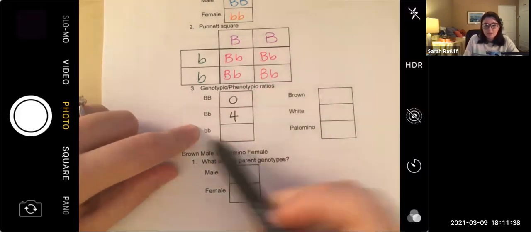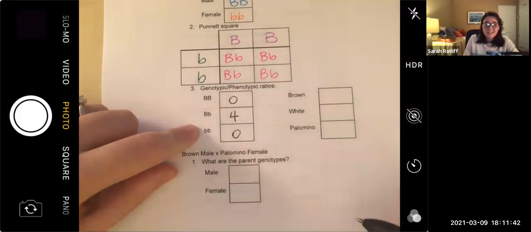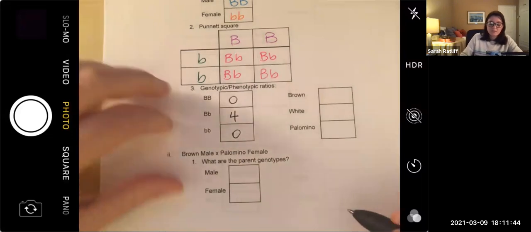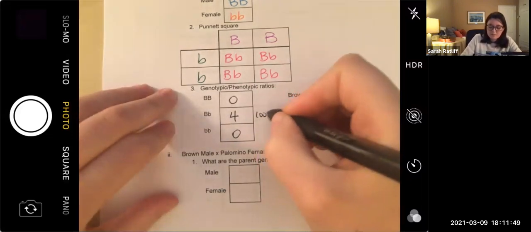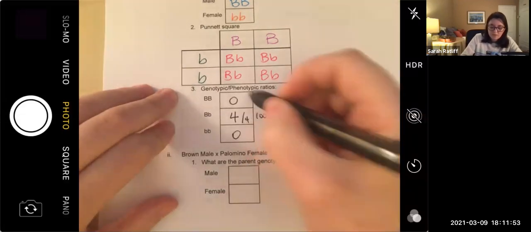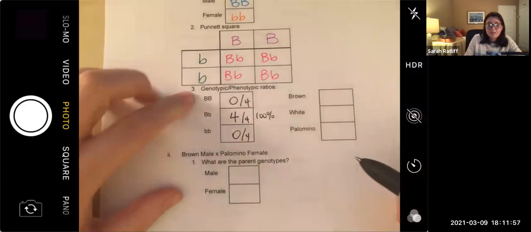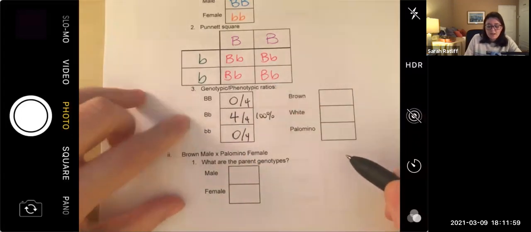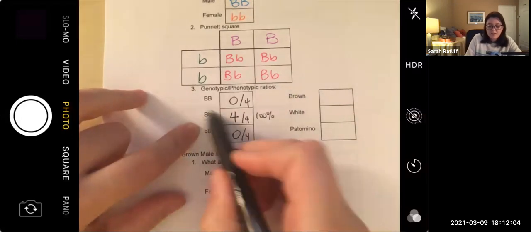And what about our little b, little b? Don't see any of those. If you prefer percentages, you can write 100%, or you could write 4 out of 4, or 0 out of 4, and 0 out of 4. But please notice how these have their descriptions so that we know there's 100% of this heterozygote.